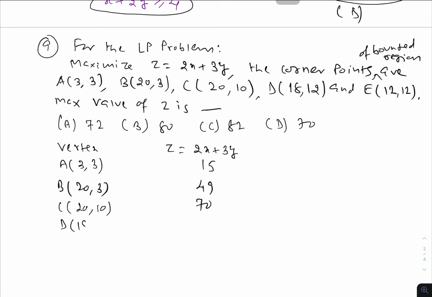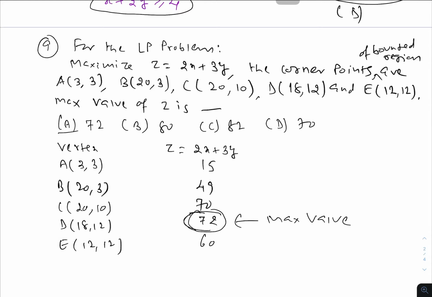At 18, 12: x is 18, y is 12, you will get 72. And at 12, 12, you put x is 12, y is 12, you will get 60. And here you can see that this 72 is the maximum value. So this is the maximum value. So the answer is 72. A option is the answer.